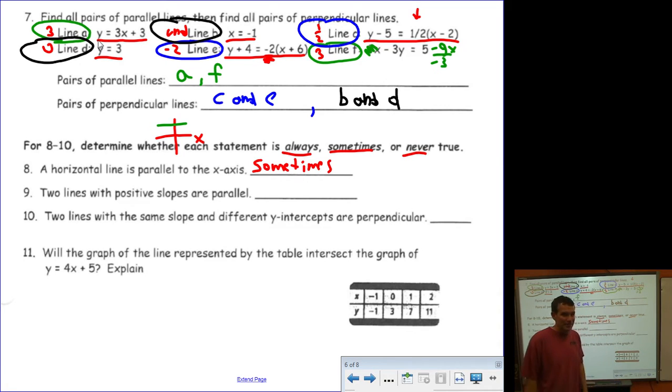That is up for argument, by the way. Some geometry books might tell you that a line is parallel to itself.